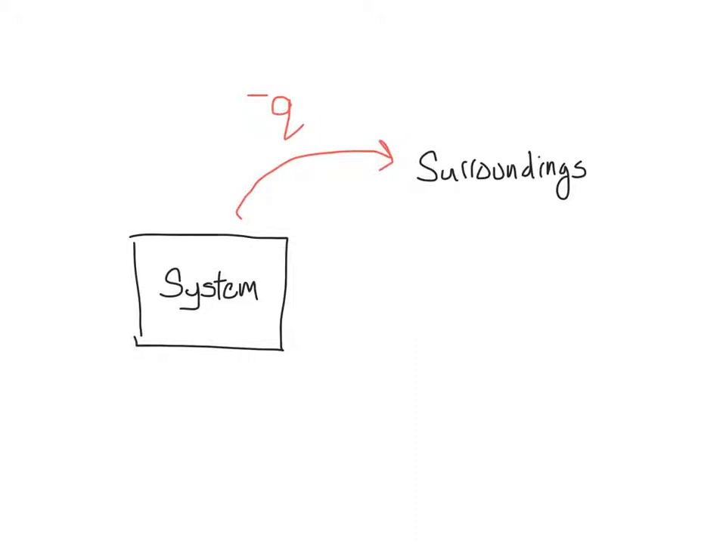That is an energy out, an exothermic reaction. Conversely, if the system is absorbing energy from the surroundings, the sign of Q is positive. That means that heat is flowing from the surroundings into the system. We call that an endothermic reaction.